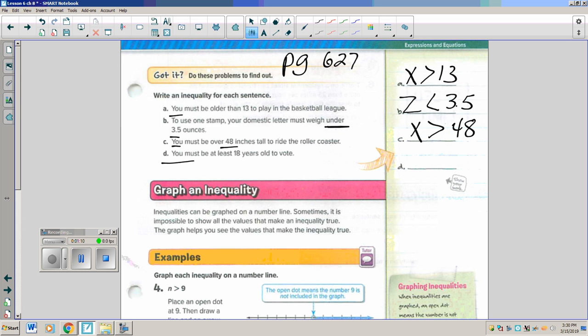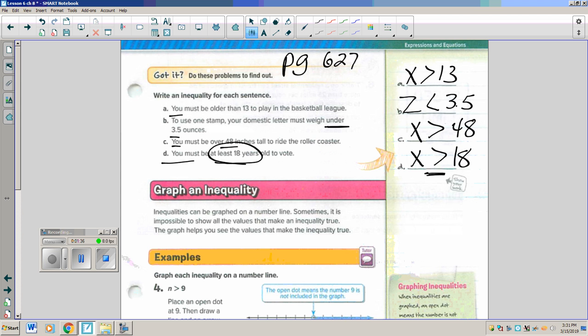D, you have to be at least 18 years old to vote. This one's a little different. X, you can't be less than. You have to be greater than or equal to. You have the line under it because you can be 18 to vote. So D is a little bit different. It's greater than or equal to 18.